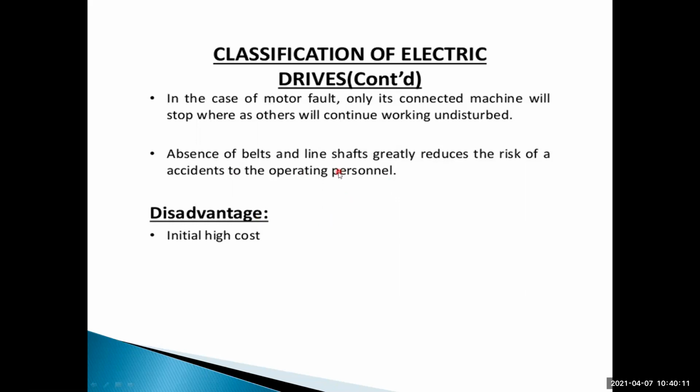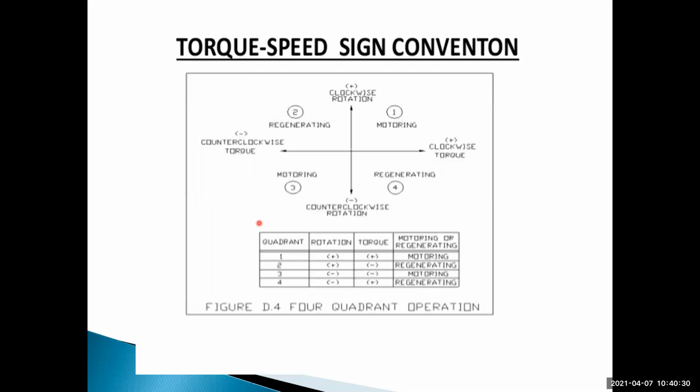So these are the advantages of the multi-motor drive, and there is only one disadvantage, that is the initial cost is high. Because each mechanism uses a different motor, the number of motors increases, and that's why the initial cost of the system is very high.